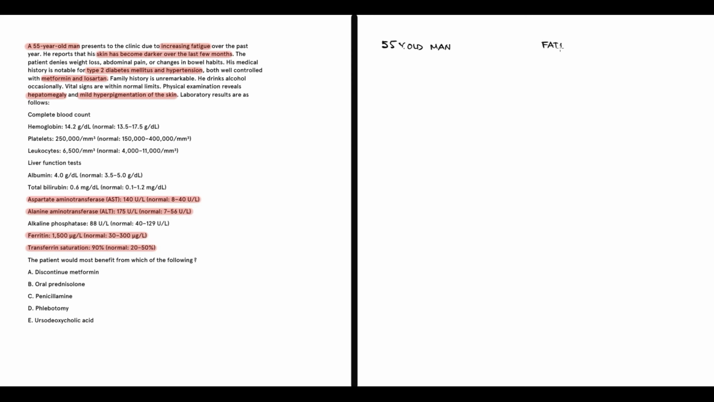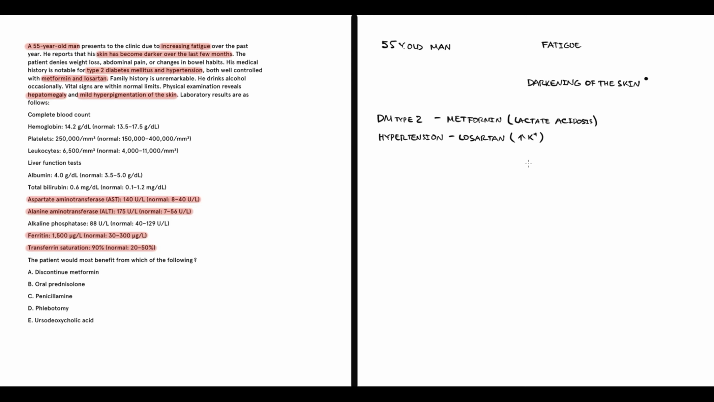He complains of fatigue and also he has darkening of the skin. From his anamnesis, we know that he has diabetes type 2 and hypertension. For diabetes, he takes metformin. With metformin, we always have to keep in mind that the major side effect of metformin is lactic acidosis. And for hypertension, he takes losartan, which is an angiotensin II blocker. We know that this group of drugs causes hyperkalemia.